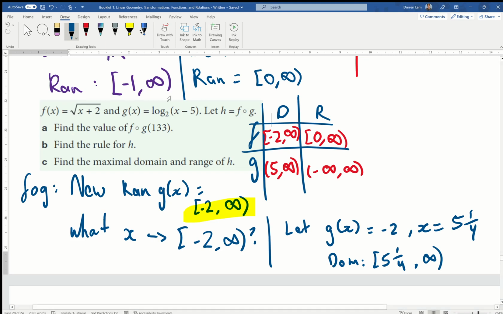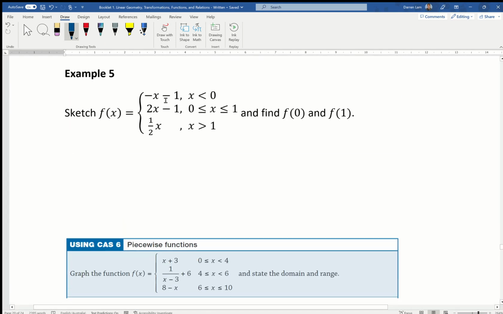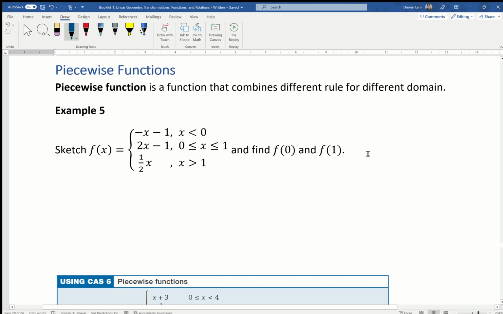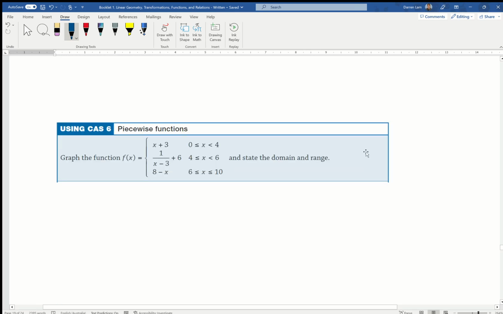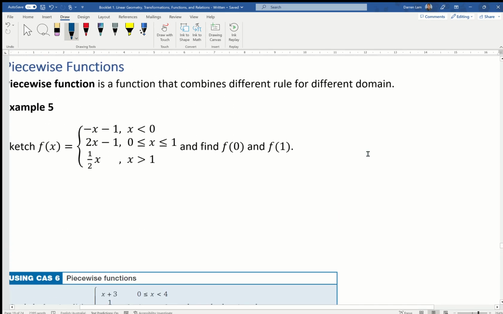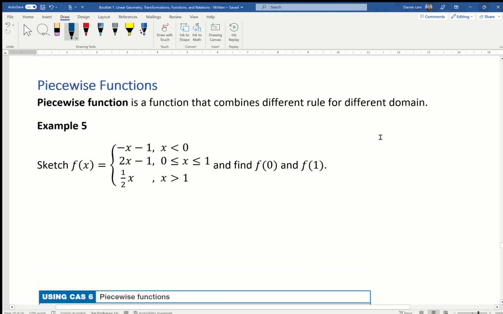If you could go back a couple of pages to example 5 here. So this is on page 18 of your content booklet. Lovely. Okay, so piecewise functions. I believe you've touched on piecewise functions before in the past, haven't you? Yeah, kind of. Okay. We'll take it from scratch then.